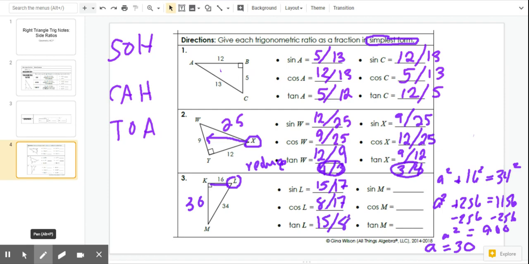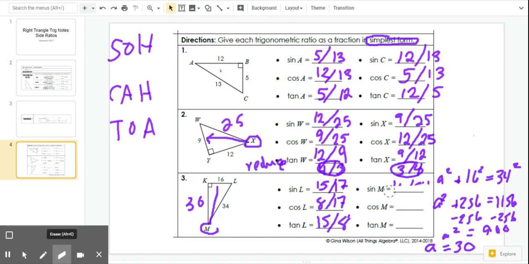All right, so now we look at angle M. The sine of M, sine is opposite over hypotenuse. So opposite of M is 16. So 16 over the hypotenuse, which is 34. And again, we're going to reduce that by 2. So 16 over 34 is equal to 8 over 17.